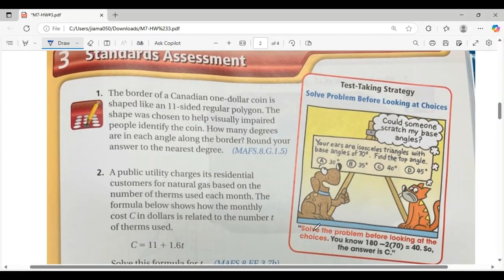The border of a Canadian $1 coin is shaped like an 11-sided regular polygon. The shape was chosen to help visually impaired people identify the coin. How many degrees are in each angle along the border? Round your answer to the nearest degree. So we already know that the coin is an 11-sided regular polygon. Okay, so let's use our formula.